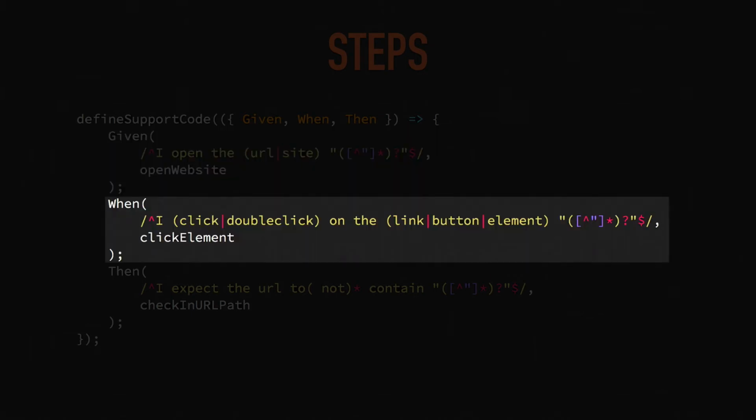Next is the when steps, which describe the key action or actions the user performs. In this example, we're defining a step that allows the user to click or double-click a link, button, or element. Cucumber steps can be written in such a way that common actions can be grouped together in a single step definition. We'll look at how that's done in a later video.